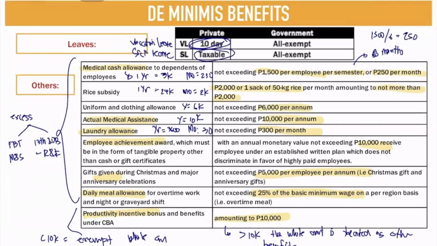Again, for leaves and the others, you just need to get the excess. Okay, let's say, for example, the medical cash allowance given is 5,000 per year. So what did we say?